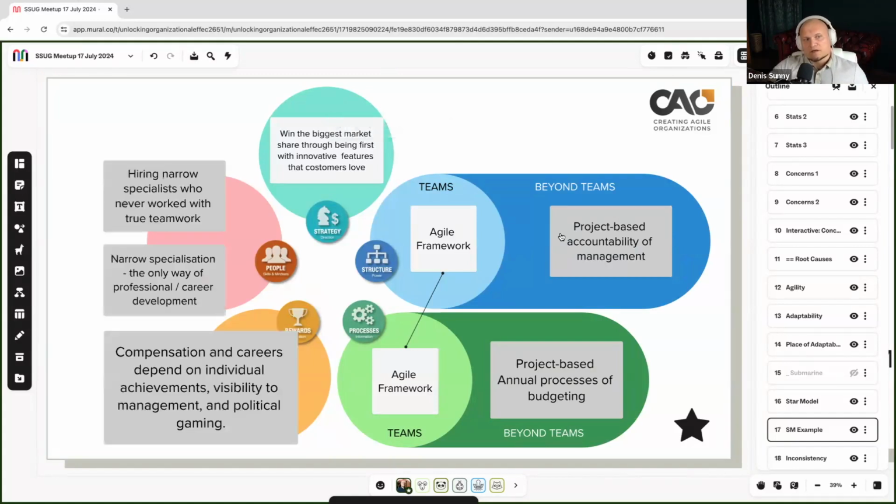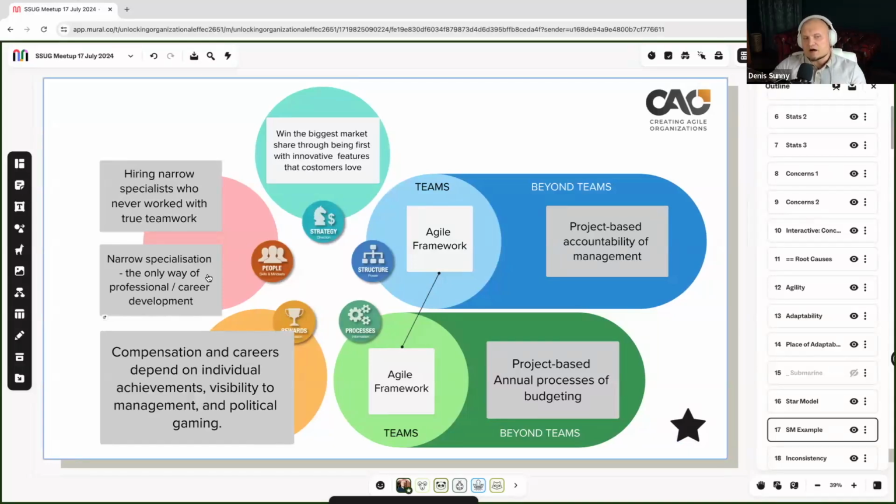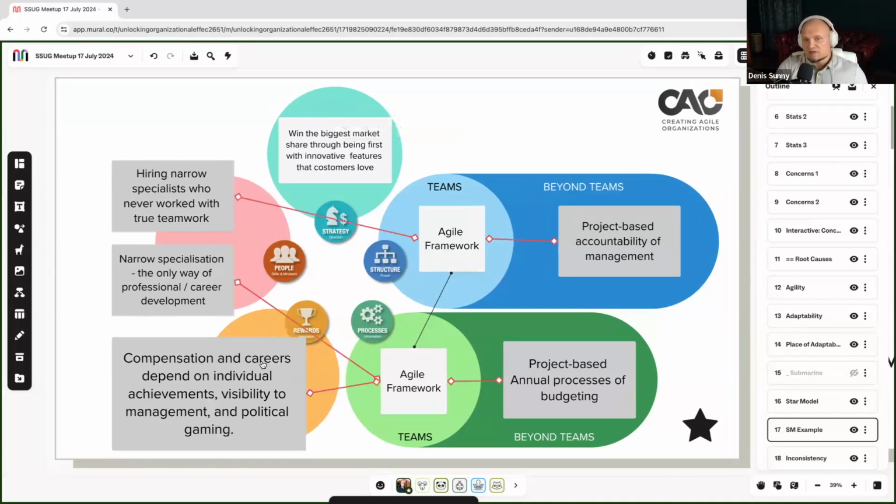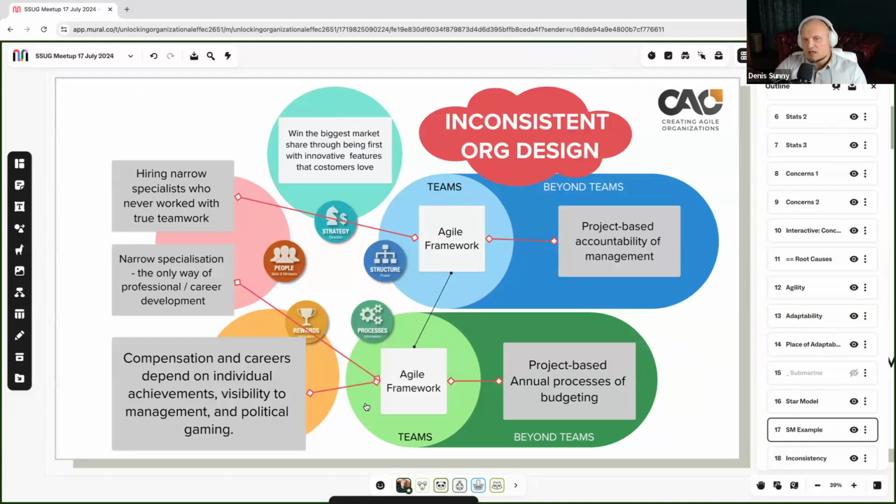But even looking further, you will find that they hire narrow specialists who never worked with true teamwork. They force narrow specialization because their career paths are bound to the narrow specialization, and also compensation, careers. They depend on individual achievements, visibility to management, political gaming, et cetera, et cetera. Well, what does it mean? It means that all of those elements actually work probably against what Agile framework is designed for. This is called inconsistent organizational design. If the light gray elements like Agile framework are consistent with our strategic intent, then others are not consistent, or vice versa. But still, you have all those consequences.